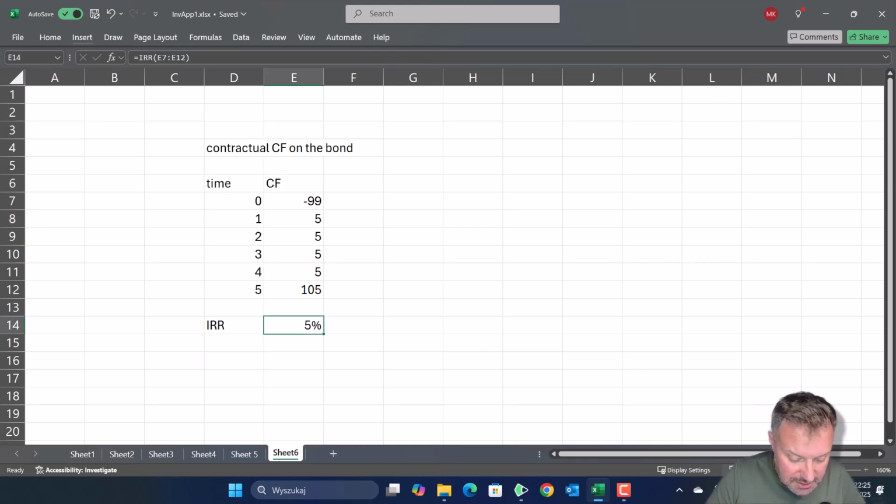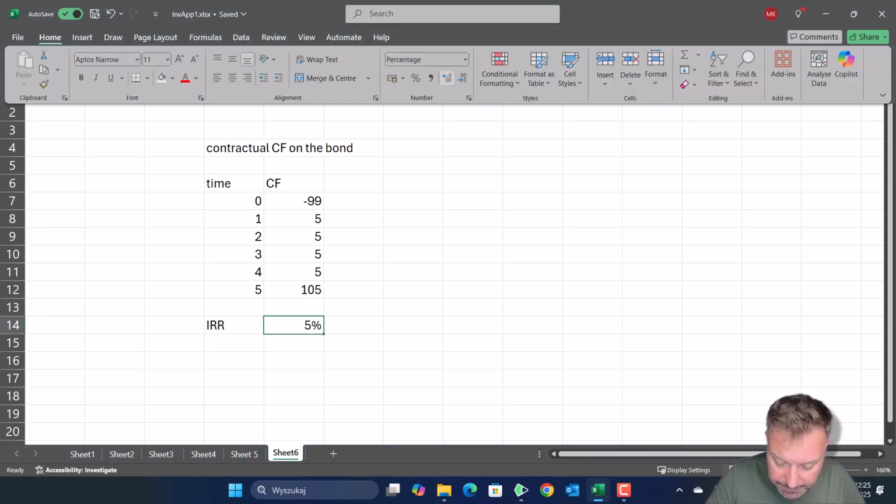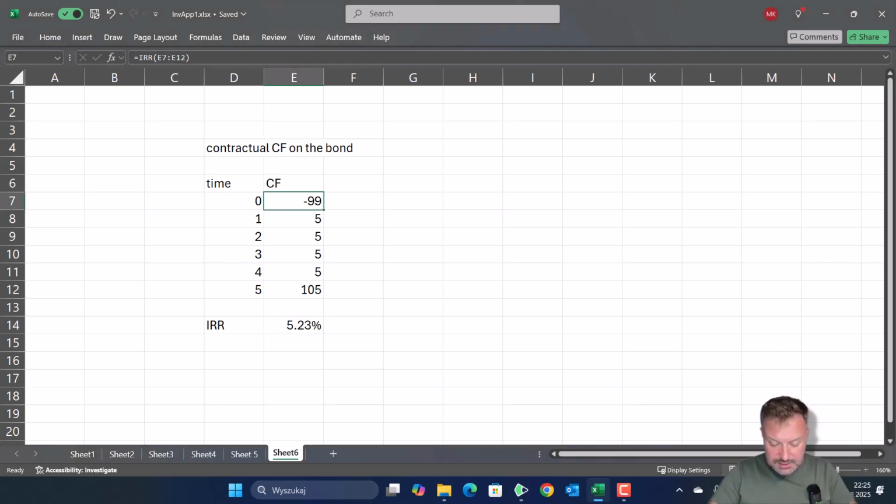much changes unless I add some more decimal places. Okay, when I change the price down from 100 to 99, I see that the internal rate of return actually goes up. So at 100 I get 5%, at 99, I get 5.23. At 97, I get 5.71, and so on, and so forth.